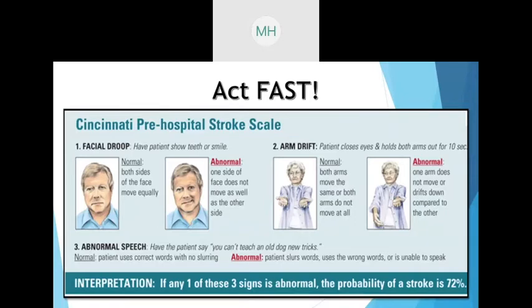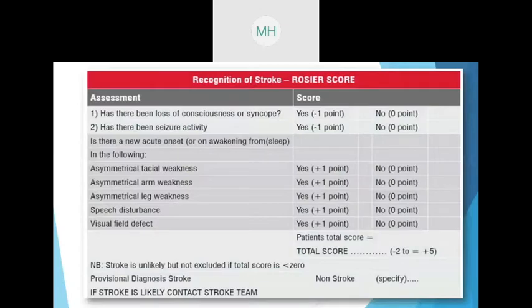Okay, so this is the Recognition of Stroke in the Emergency Room, or ROSIER score. The main aim of this score is to distinguish between stroke and stroke mimics. So as you can see, the first initial questions are to exclude stroke mimics. Has there been any loss of consciousness or syncope? If yes, we minus 1 point. Has there been any seizure activity? Minus 1 point. Stroke is unlikely but not excluded if the total score is less than 0, and stroke is likely if it's more than 0.